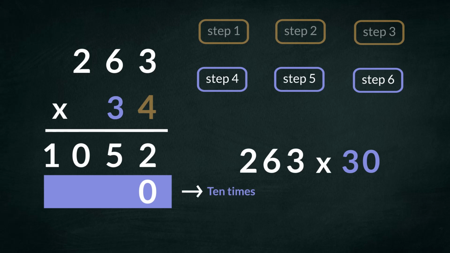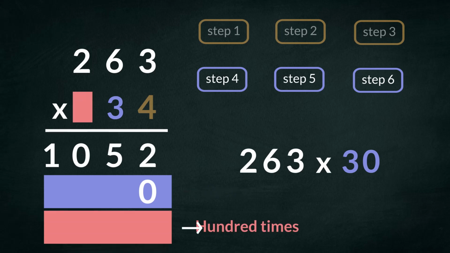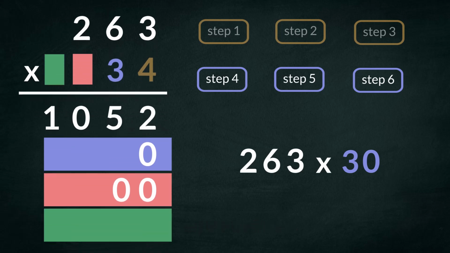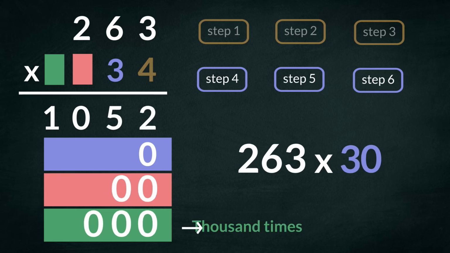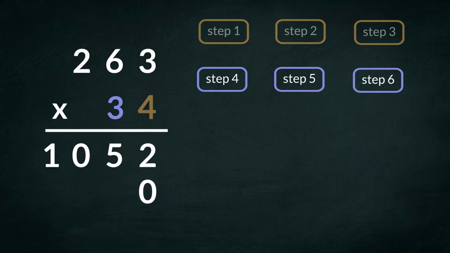What if the bottom number has a digit in the hundreds column? That makes the third answer 100 times bigger, so you need to add 2 zeros. If it has a digit in the thousands column, you need to add 3 zeros, and so on, and so on. All right, enough messing around, more focus on multiplication.